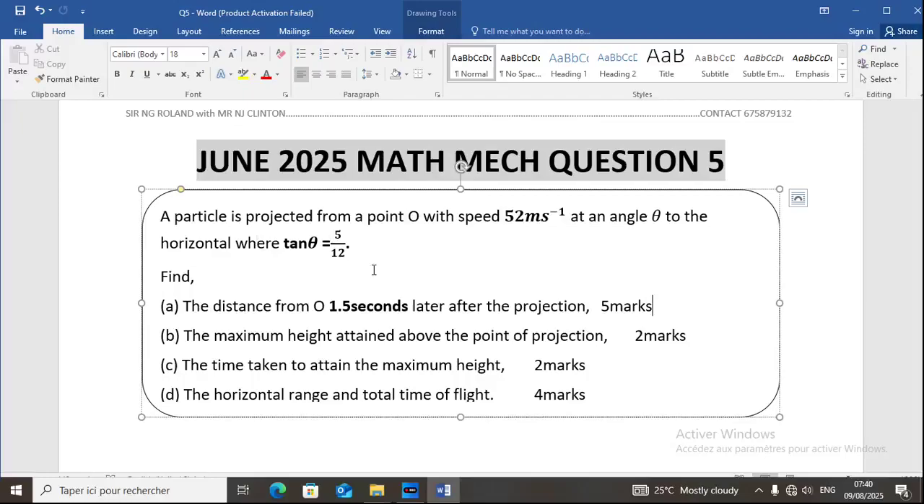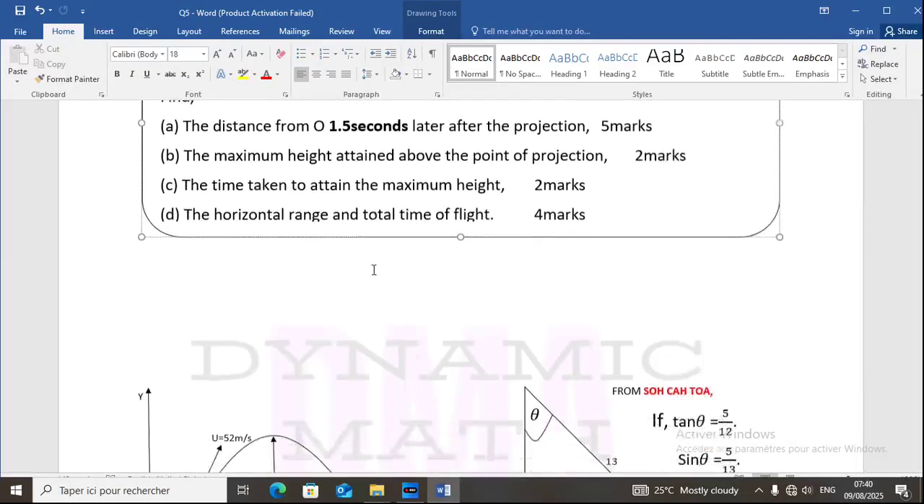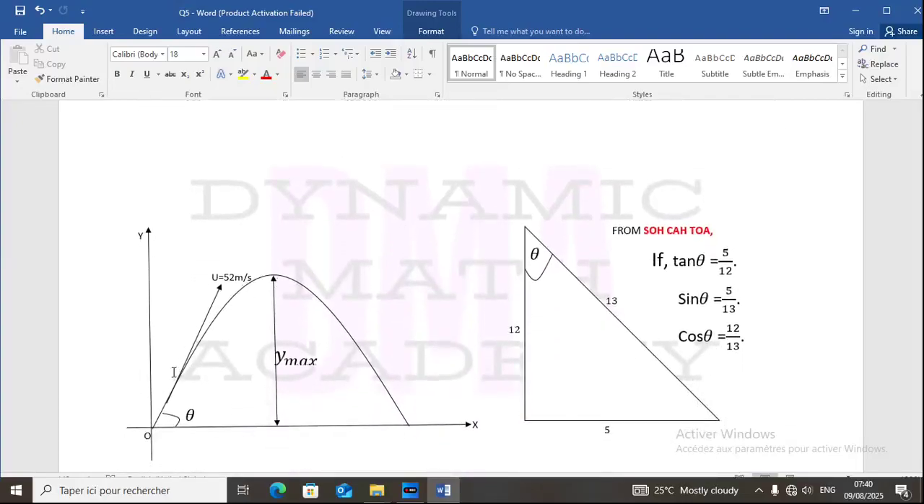The particle is projected from a point O with 52 meters per second at an angle theta to the horizontal. So this is actually the particle that is projected. Since it is a projectile motion, the curve will be parabolic. The initial speed is 52 meters per second. Then this is the angle theta here, and this is the original point O. So I think that's all about the diagram.